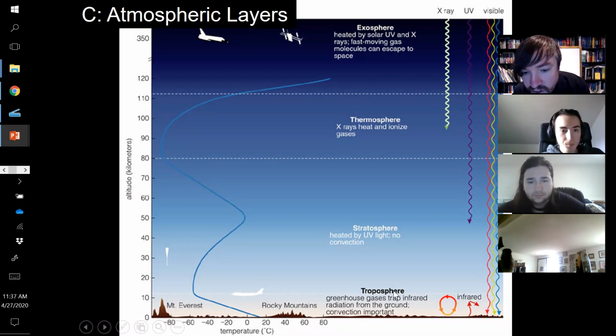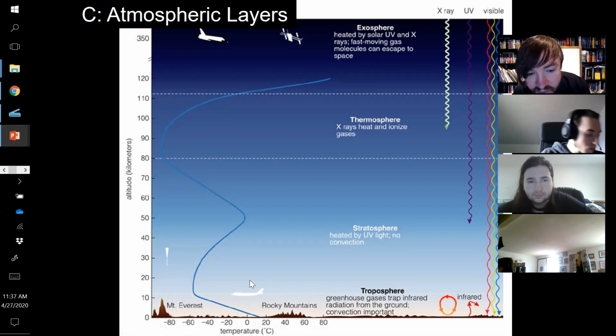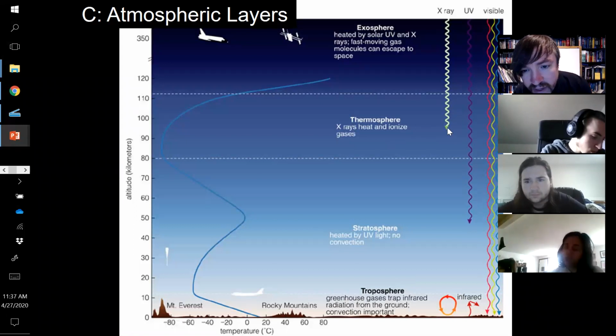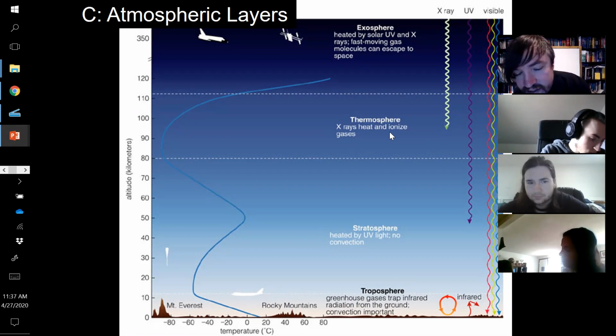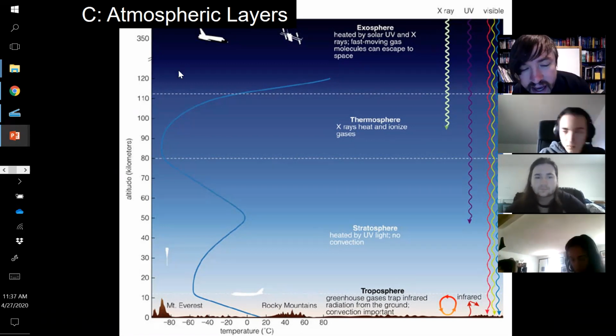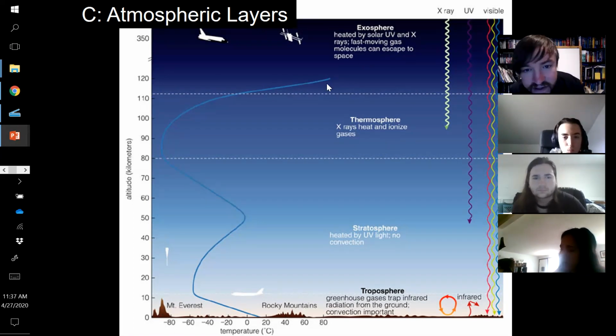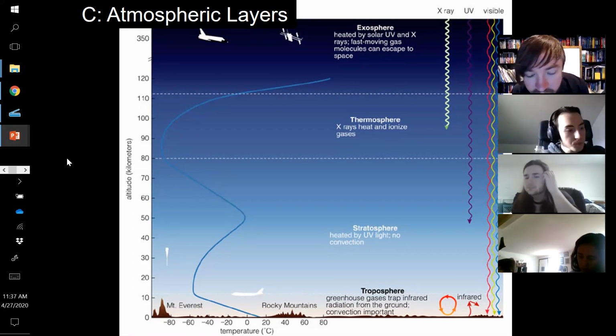The troposphere, where you live. The stratosphere, where ultraviolet light interacts with what chemical again? What chemical is absorbing the UV light in the stratosphere? Ozone, very good. Then we get up to our thermosphere, where X-rays ionize gases and create a little tinfoil layer to our atmosphere. And then lastly, there's the exosphere. The exosphere is where particles leak into space when they are capable of thermal escape.